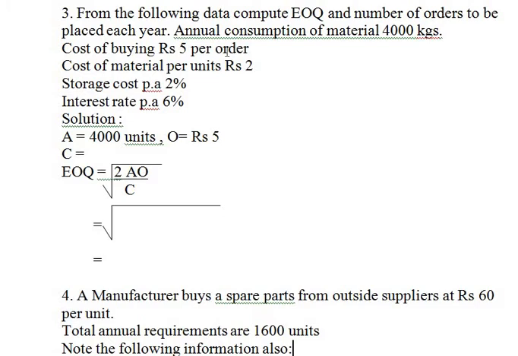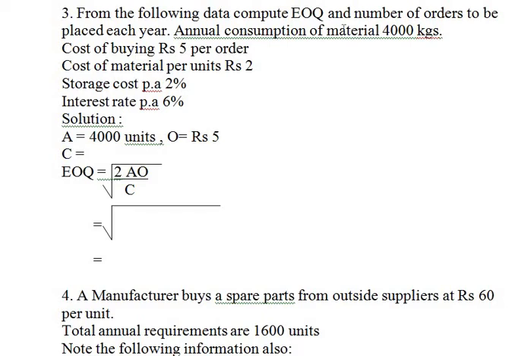From the following data, compute EOQ and number of orders to be placed each year. Annual consumption of material is 4,000 kgs. Cost of buying is rupees 5 per order. Cost of material per unit is rupees 2. Storage cost per annum is 2%. Interest rate per annum is 6%. We have to find out EOQ.